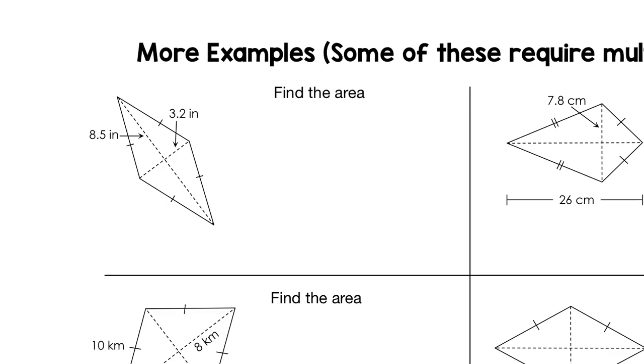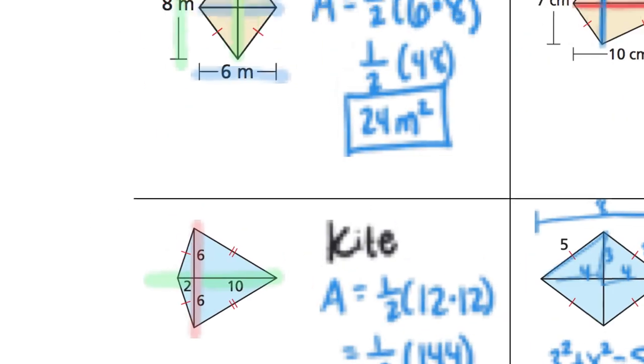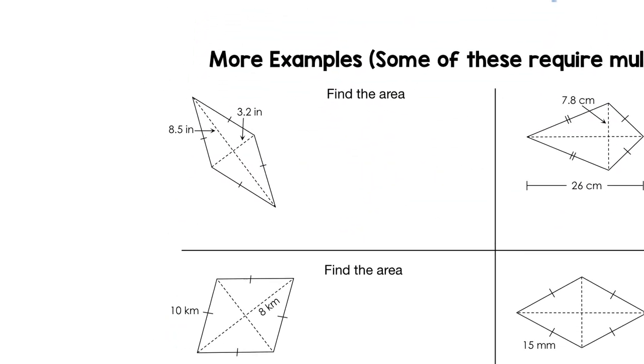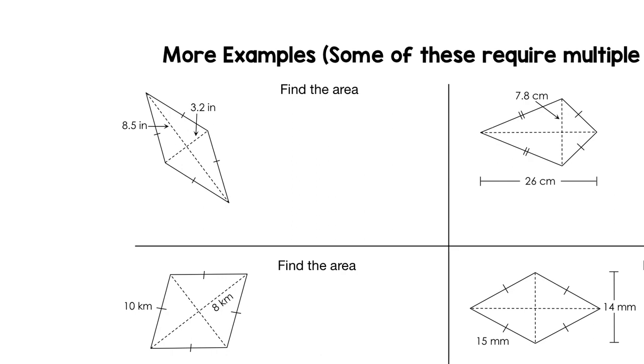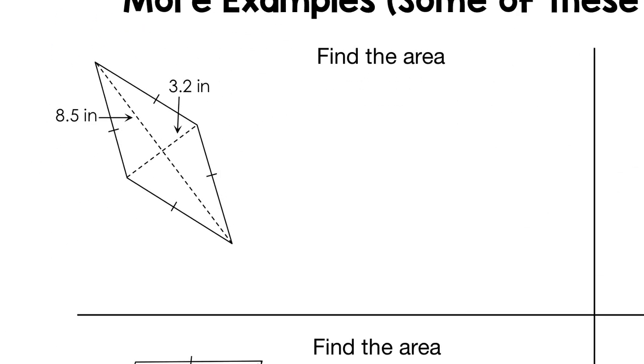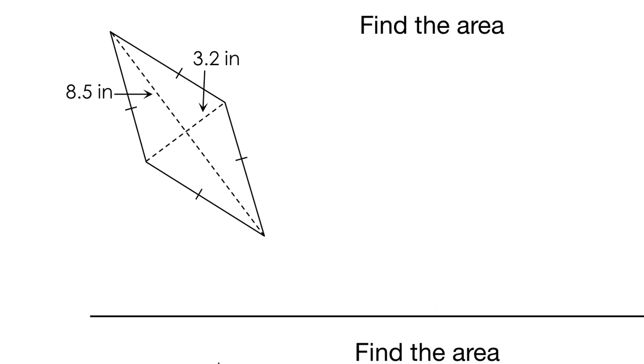So in a rhombus, the diagonals do bisect each other. Actually it doesn't say that on the properties on these notes, but like I showed you on this one, by nature the diagonals do have to bisect each other because it creates these congruent triangles. So therefore, if this part is 3.2, this part of the diagonal is also 3.2 inches. And then similarly, if this is 8.5, this is also 8.5.